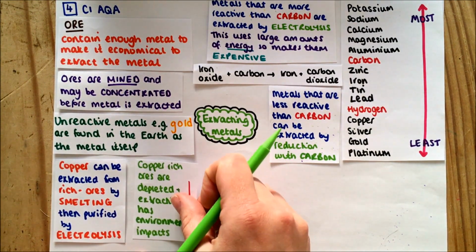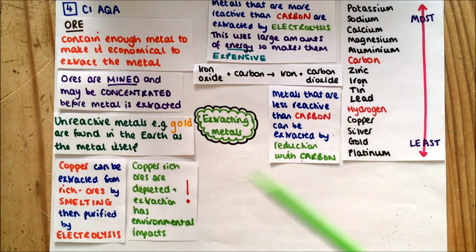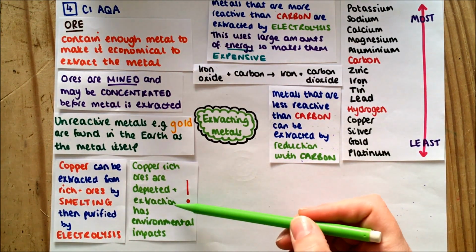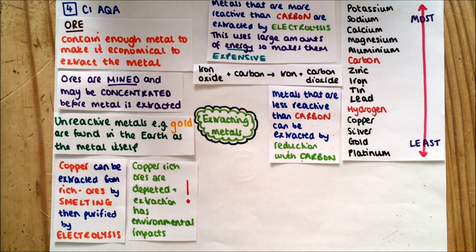With copper rich ores though, they are depleted, which means we don't have very many of them. So it means the extraction has environmental impacts. We're digging deeper into the ground, we're digging wider, etc. So it does have environmental impacts. There are some negatives with these copper rich ores.